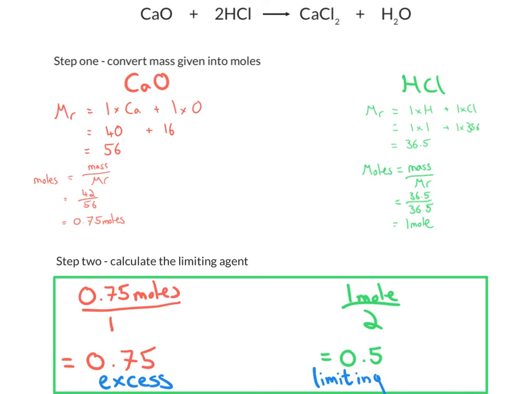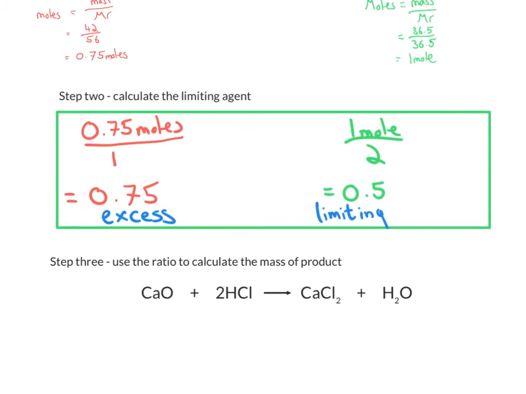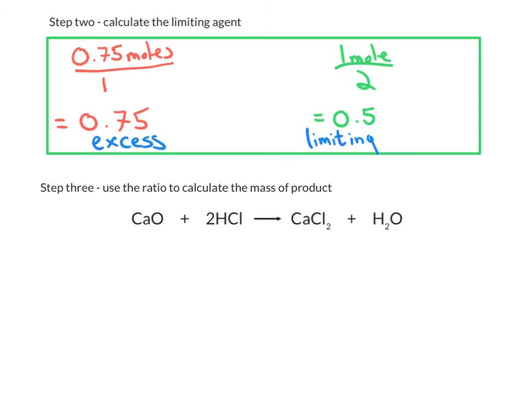The reason why we do that is because we have to actually take into account the ratio from the equation when we calculate our limiting agent. Everything else from here on must focus on the limiting agent to carry through to the mass of calcium chloride which can be produced. So that brings me on to our third step. We have to use the ratio to calculate the mass of product which we have. Because we know that our HCl is our limiting agent, that essentially means we can ignore everything else in this equation apart from my limiting agent, which is my hydrochloric acid, and the calcium chloride, which is the mass I'm trying to figure out.